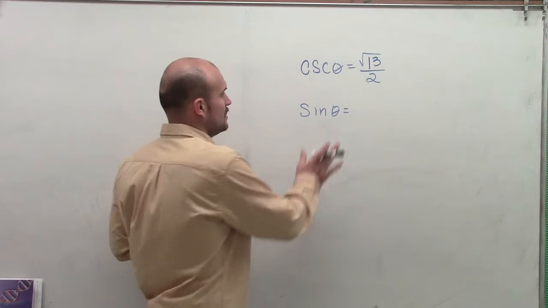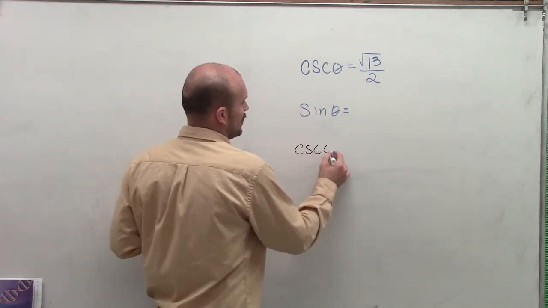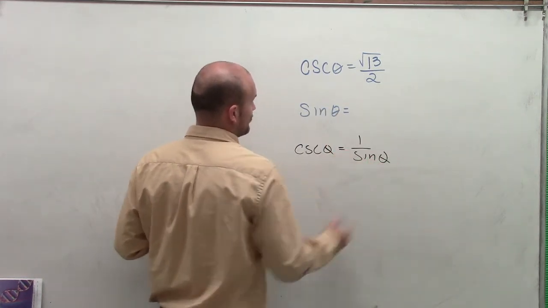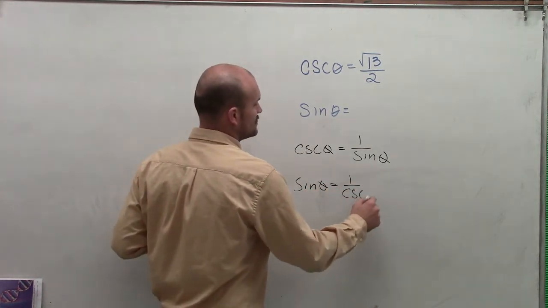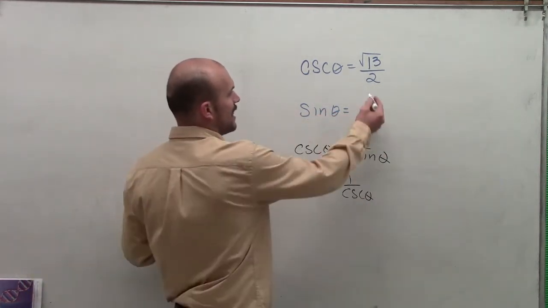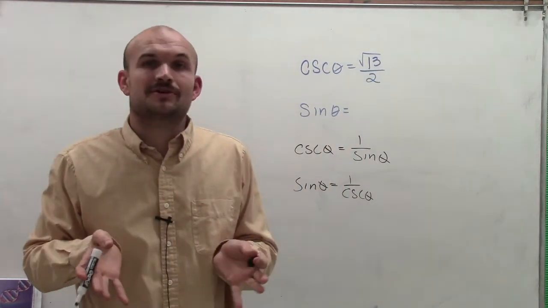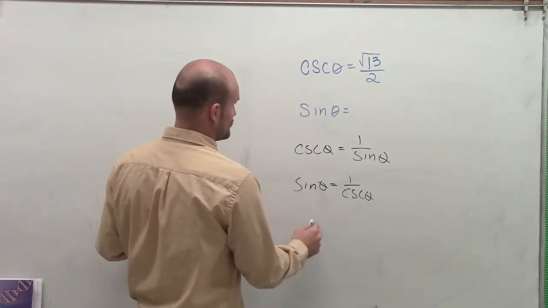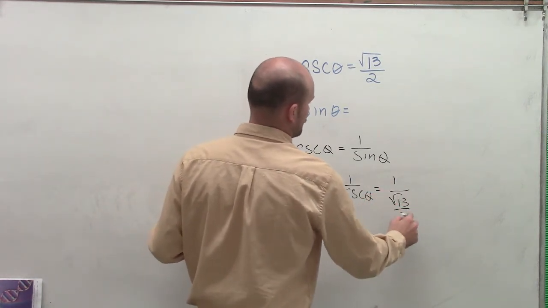They're reciprocal functions. So if I wanted to find cosecant of theta, I know that the cosecant of theta is equal to 1 over sine of theta. Or you could also say the sine of theta is equal to 1 over cosecant of theta. Now, I could go ahead and rewrite this, so then I could pretty much say that I have 1 over the cosecant, which is the square root of 13 divided by 2. It looks something like this. So I could say sine then is represented as 1 over the square root of 13 divided by 2.